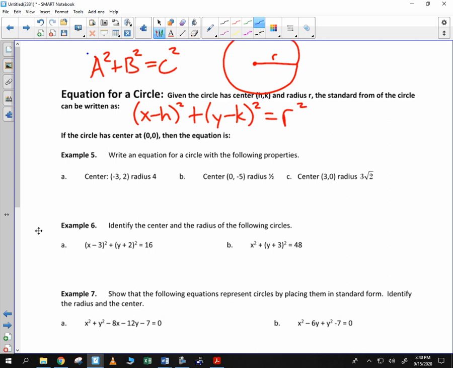If a circle has center 0, 0, in this situation, h is the center for the x value and k is the center for the y value. So if you plug in 0, 0, you get x minus 0, which is just x squared. And if you plug in 0 for k, you get y squared, and that's equal to r squared. So x squared plus y squared equals r squared is a circle with a center at 0, 0.